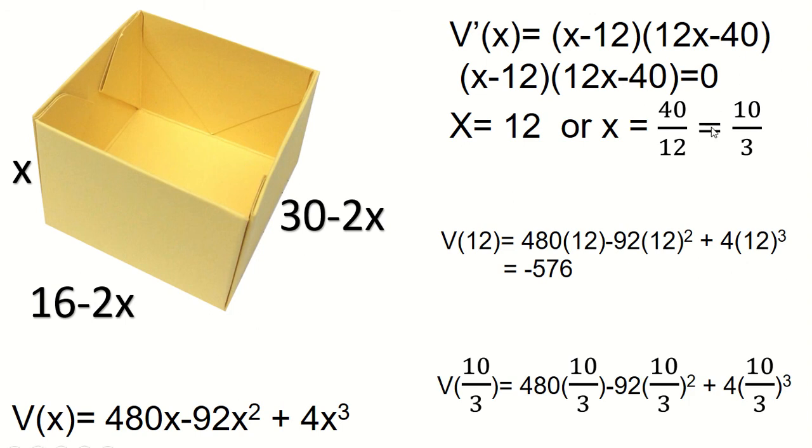So we'll try the second critical point, which is 10 over 3. So volume of 10 over 3, which is equal to 480 times 10 over 3 minus 92 times 10 over 3 squared plus 4 times 10 over 3 cubed. And by simplifying, that is 725.93 cubic centimeter. Wow, that is the maximum value of this box, which is 16 by 30.